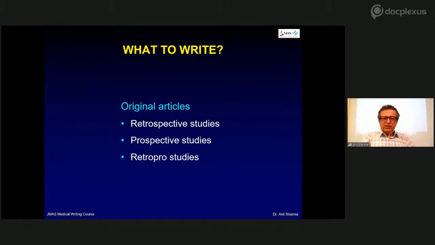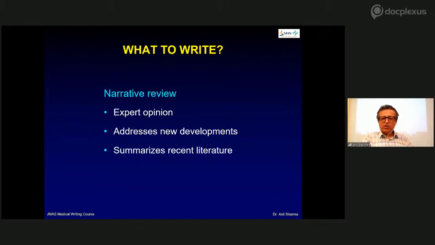So when we talk about the original articles, by and large, these can be classified into three types: the retrospective studies, prospective studies, and retrospective analysis of prospectively collected data, the so-called retro-pro studies. And then we, of course, come to the reviews, but this particular course will not touch much on the reviews, because this talks about basic writing. But the narrative reviews are those that have more of an individual touch to them. These would normally be written by an expert who would summarize recent literature and talk about new developments, but from his personal perspective.